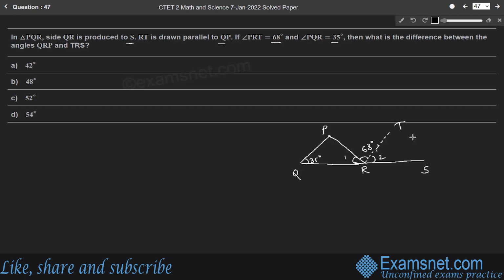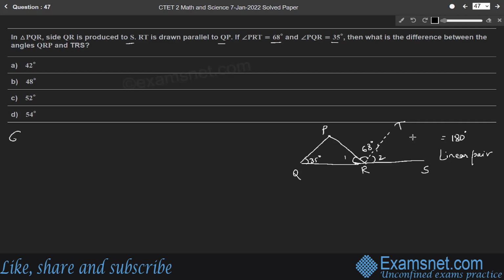So now we know the value of angle 2, which is 35 degrees, and PRT, which is given as 68 degrees. So here angle 1, angle 2 and PRT are linear pairs. That means the sum of their angles is 180 degrees because they are a linear pair of angles, right? Therefore, angle 1 is 180 minus the sum of these two, angle 2 and 68 degrees, right? This is how we have to calculate angle 1 and 2. Then find the difference between angle 1 and 2.